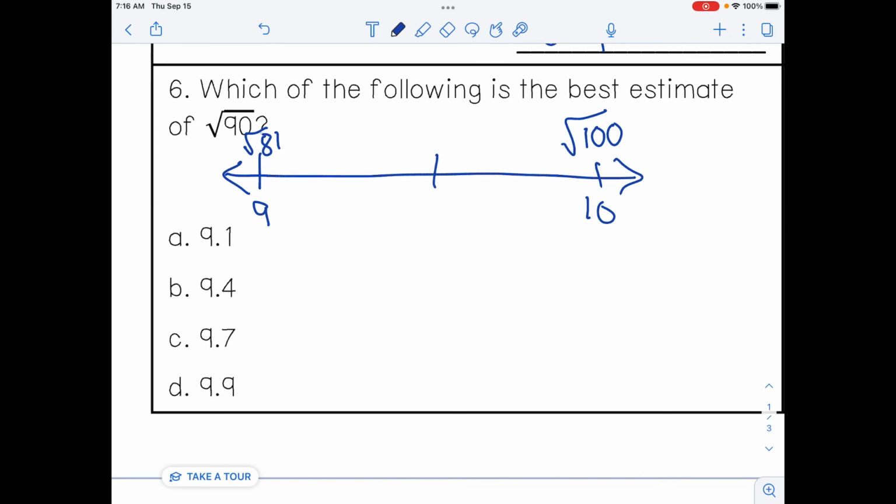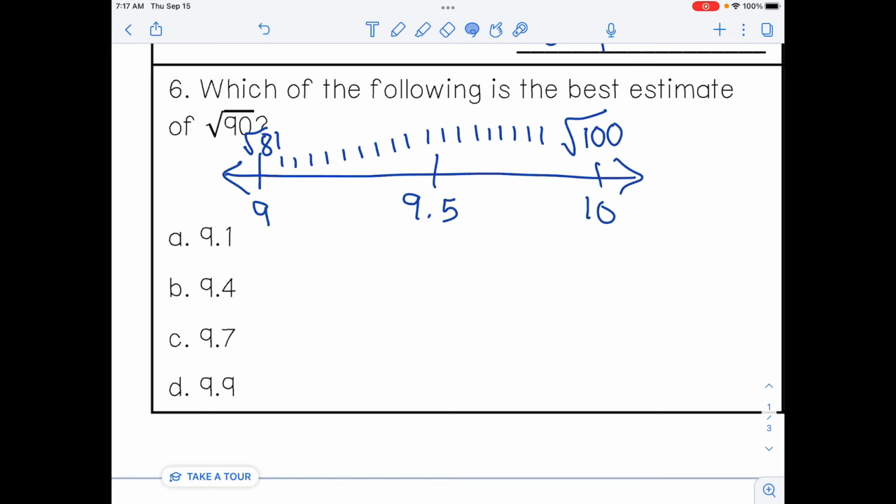So if I look at the middle where 9.5 would be, where does 90 fall? So I'm going to make some dash marks from 81. I go 82, 83, 84, 85, 86, 87, 88, 89, 90, 91, 92, 93, 94, 95, 96, 97, 98, 99, and then this one would be the 100.